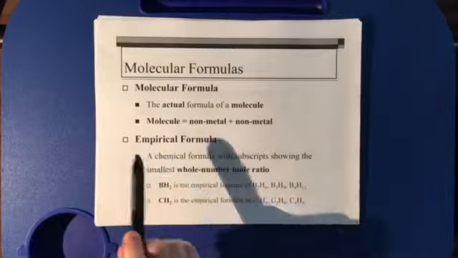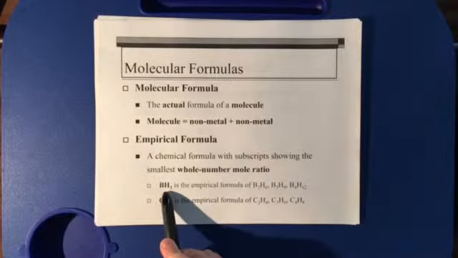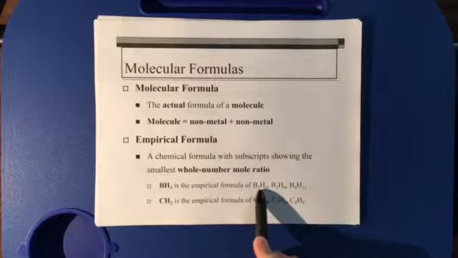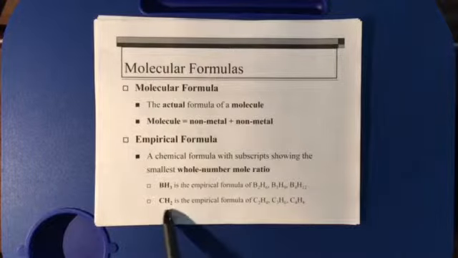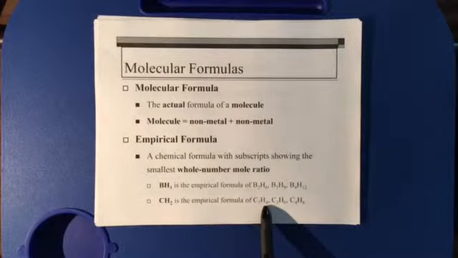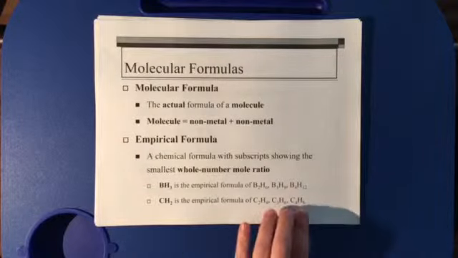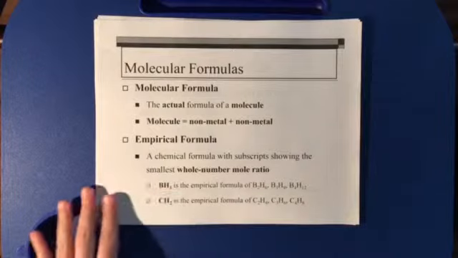So an empirical formula is a chemical formula with subscripts showing the smallest whole number mole ratio. So BH3 is the empirical formula of B2H6, B3H9, B4H12. CH2 is the empirical formula of C2H4, C3H6, C4H8, and so on. And so these are all nonmetal and nonmetal covalent compounds.